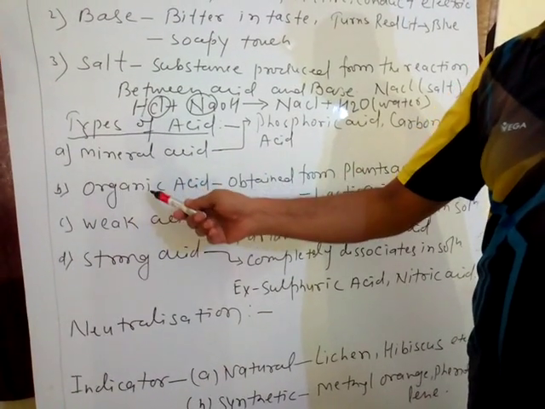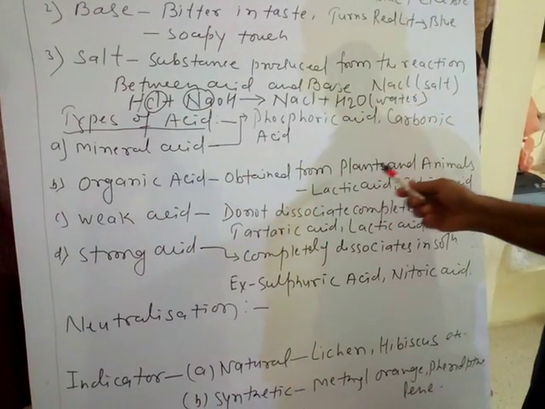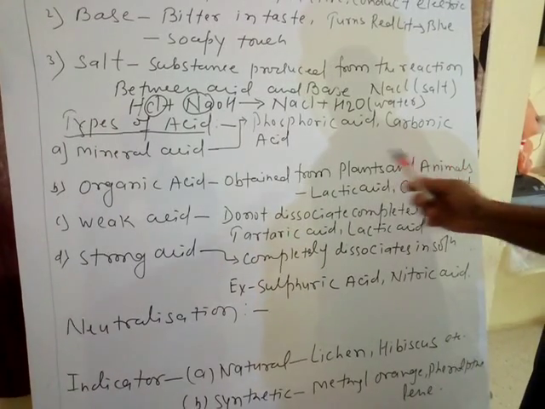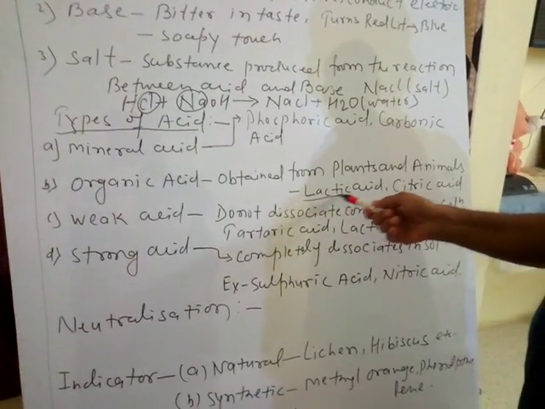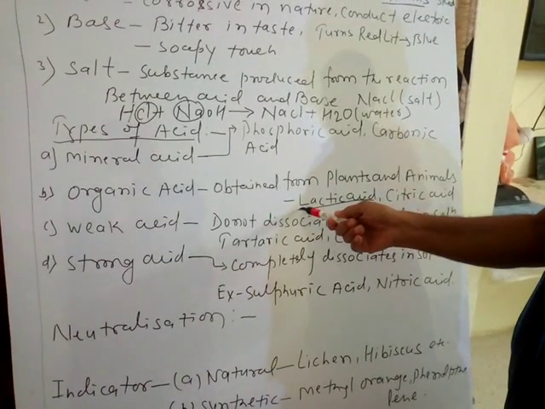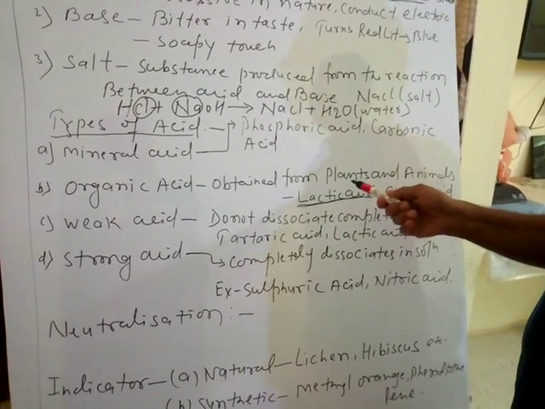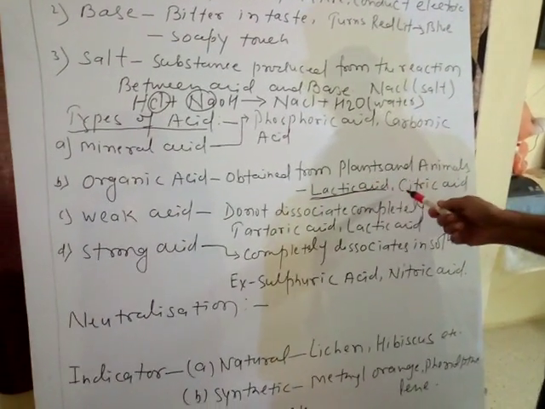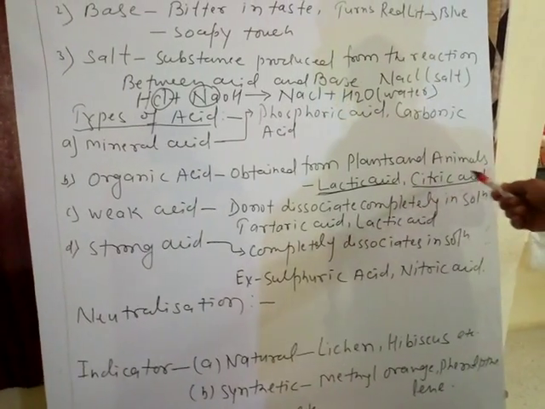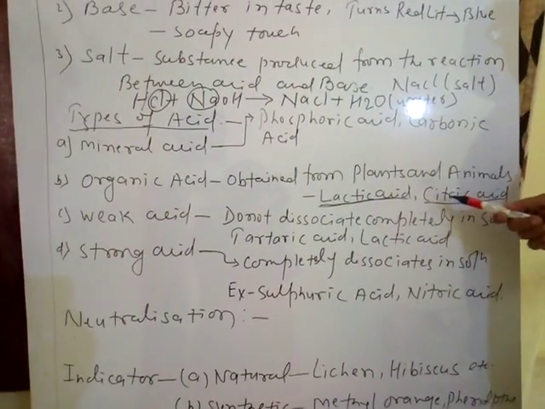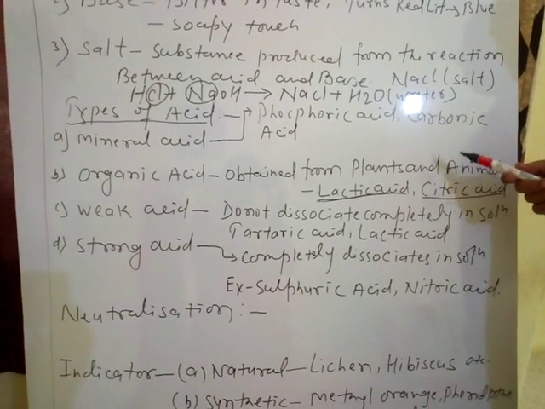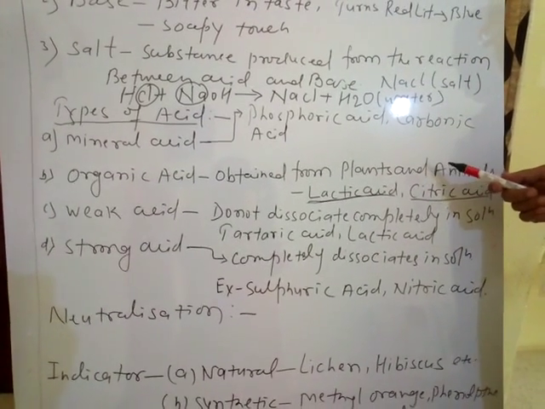Second, that is organic acid, are obtained from plants and animals. As for example, lactic acid and citric acid. Lactic acid we get in milk, it is present in milk, which is a source from animals, and citric acid is sourced from plants, which is present in the lemon. Citric acid is also known as ascorbic acid, which is found in lemon, oranges and amla.